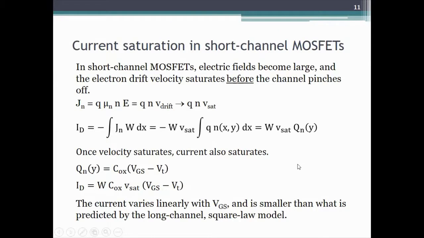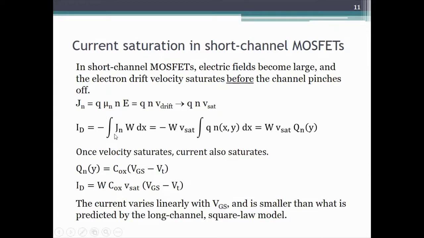So what is the I-V? Okay, so here is a quick derivation, again, very quick. So we say Jn is q mu n n E. And now we say, well, mu n E is the drift velocity. So we write it as q n v drift. And we say, well, at high electric fields, the drift velocity saturates. And so if we were to write this at high drain voltages where the velocity is saturated, then we write this as q n v sat.